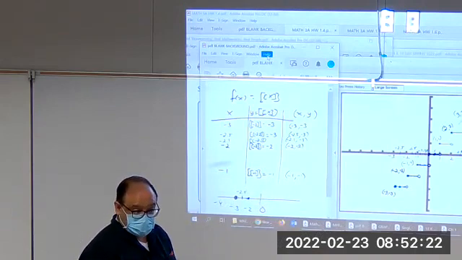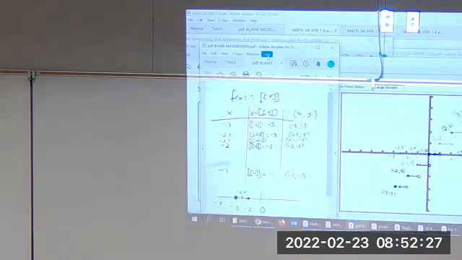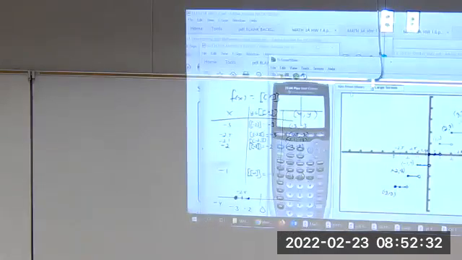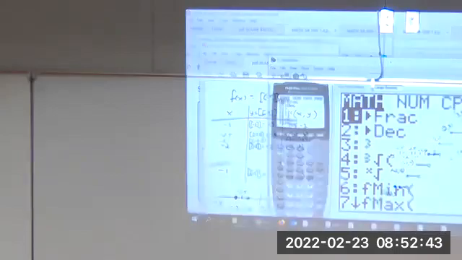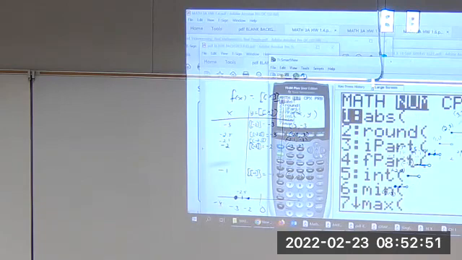That's how you use step function. Here's how you use the calculator. So on the calculator, I'm not going to make this any bigger because then I would lose my spot right there. So it's under math. Okay, so I hit the math button, and then I go to the right where it says numbers. Okay, number 5 is integer. This is the greatest integer function.